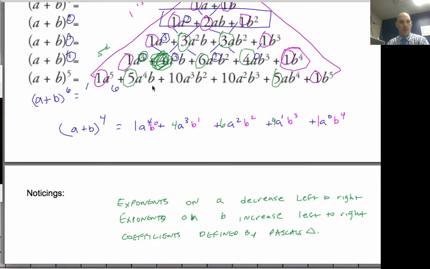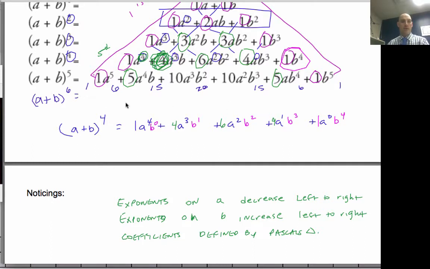I'd have a 1, 6. This would be 15, right? Because 5 plus 10, 10 plus 10 would be 20, 10 plus 5 would be 15, 5 plus 1 would be 6, and then 1. This is the seventh line of Pascal's triangle, so that's my a plus b to the sixth.